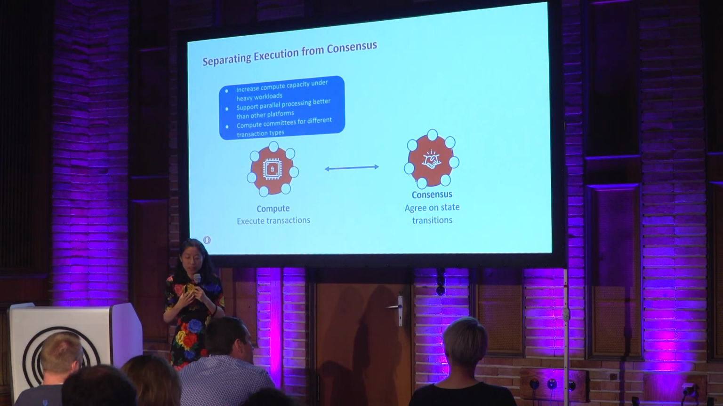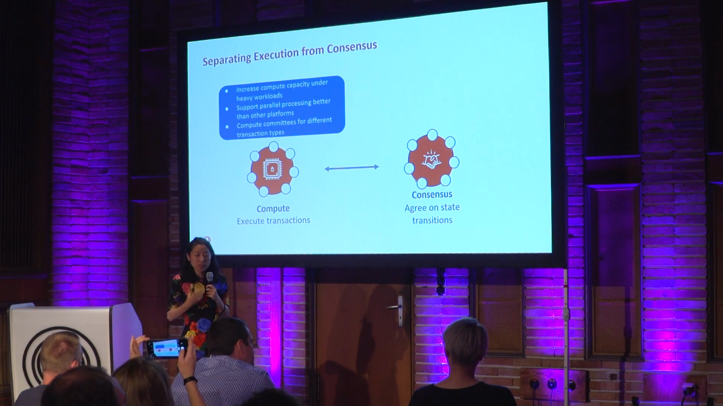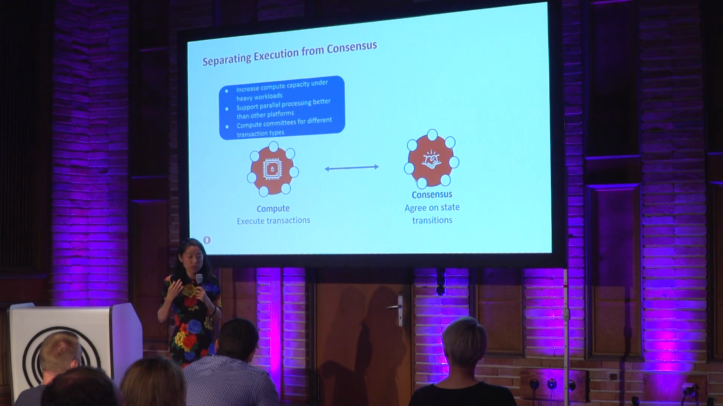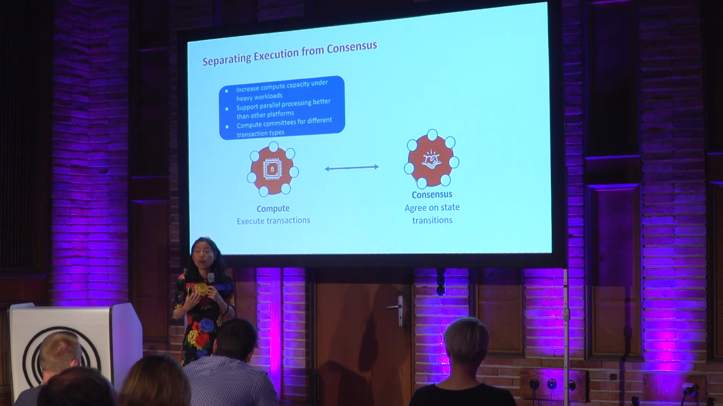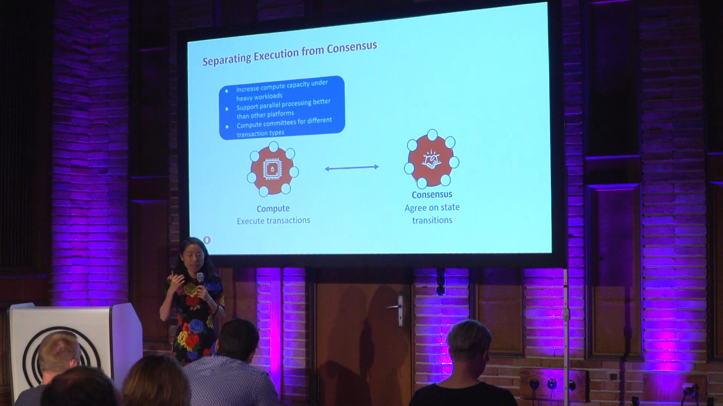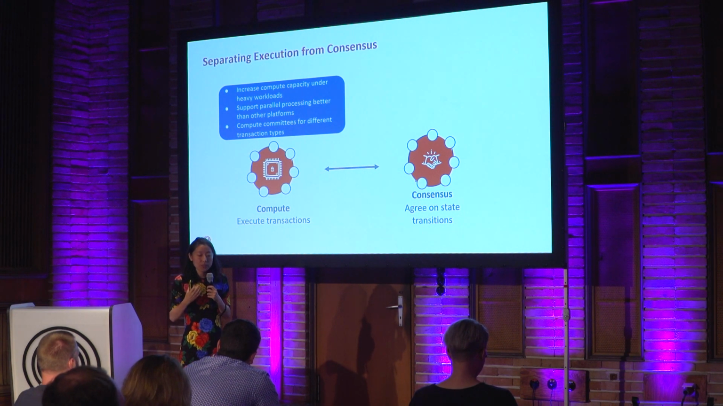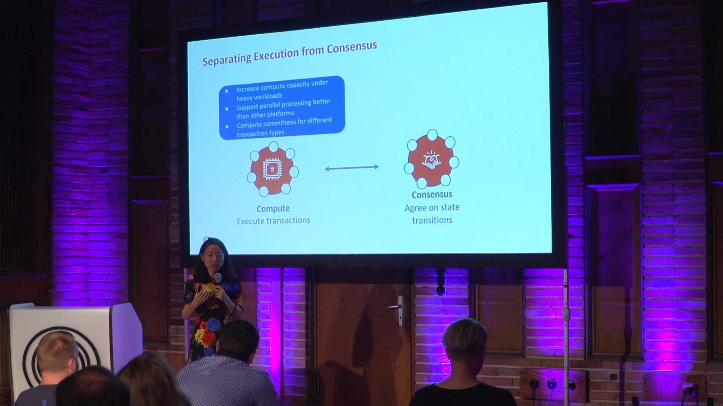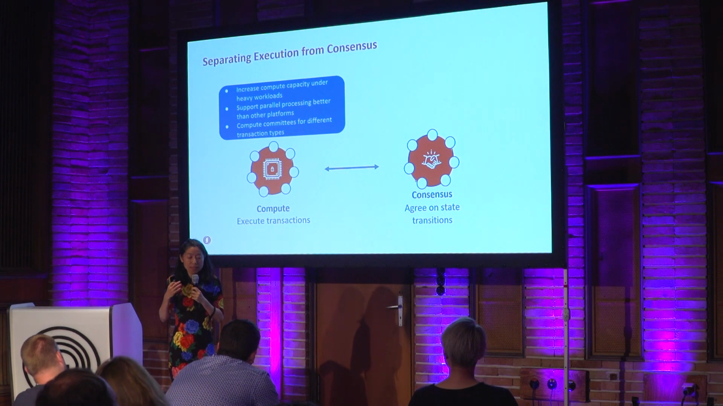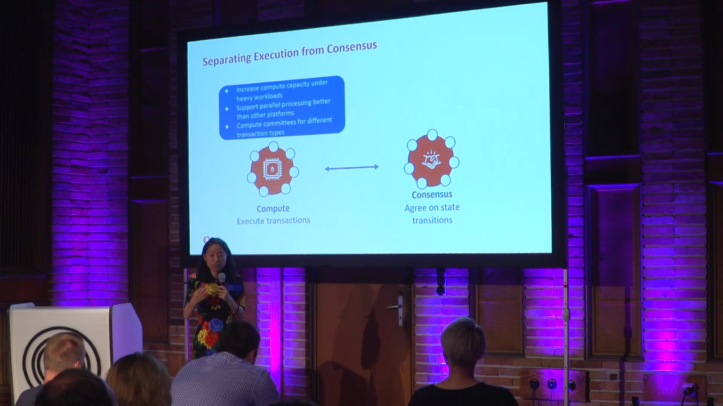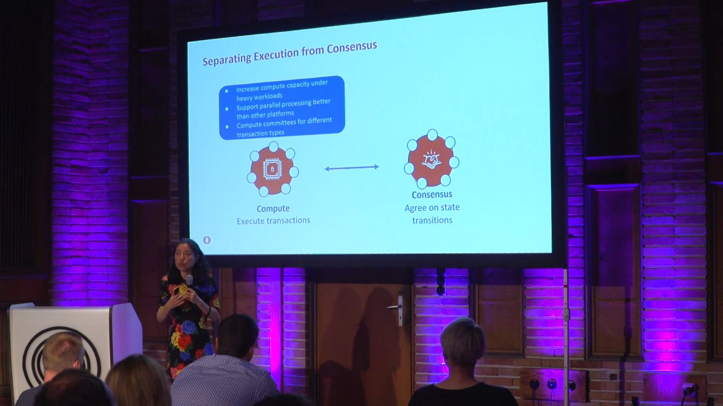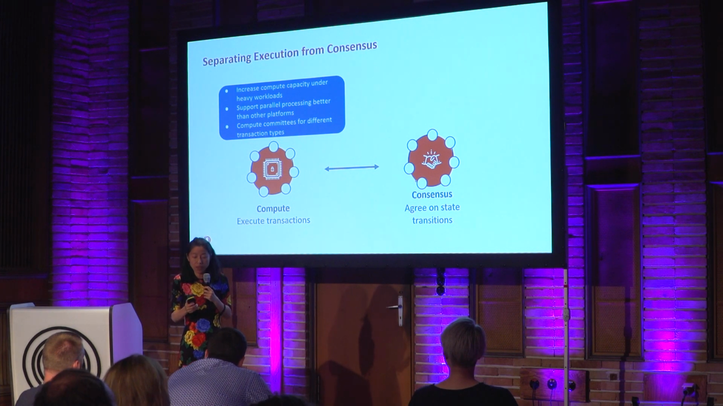So again, with separating execution from consensus, we have different layers and different committees for these different functionalities. With the compute, essentially we can have different compute committees to execute the transactions. This can enable us to significantly enhance the parallelism, to increase compute capacity under heavy workloads, and support parallel processing better than other platforms. And we can have compute committees for different transaction types, and it's very easy for us to support different types of runtime as well.